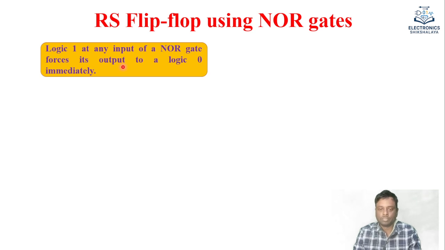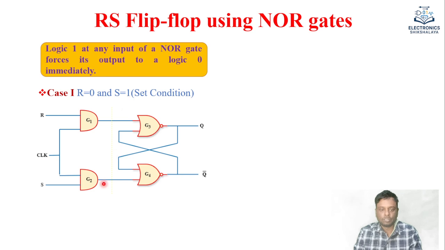Let us see the working of this latch, the flip-flop using the NOR based latch, with different combinations of R and S. The first case is R equal to 0 and S equal to 1. This is the circuit logic diagram of the RS flip-flop. The clock is 1. What will be the output now? The output of G1 will be 0 because one of the inputs of this AND gate is 0, and the output of G2 will be 1.